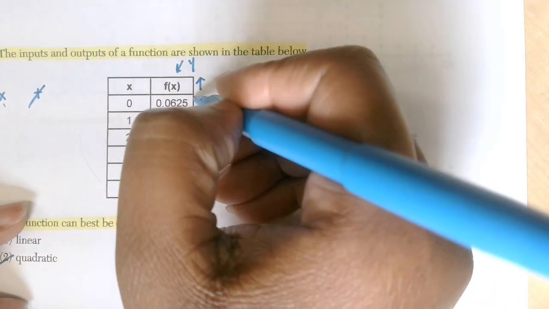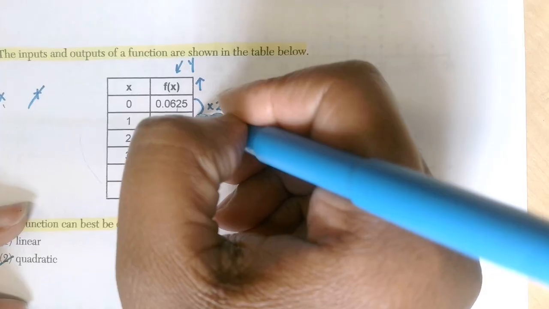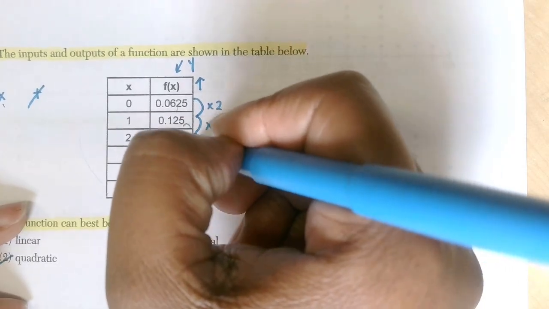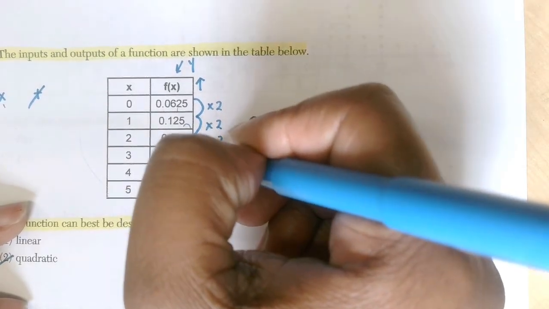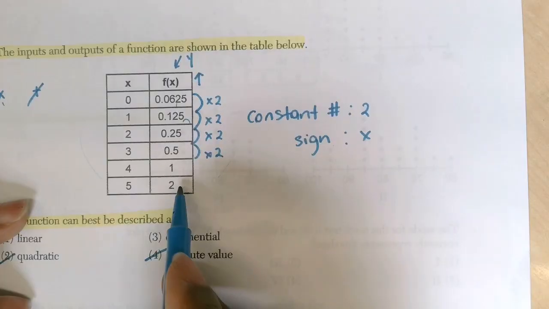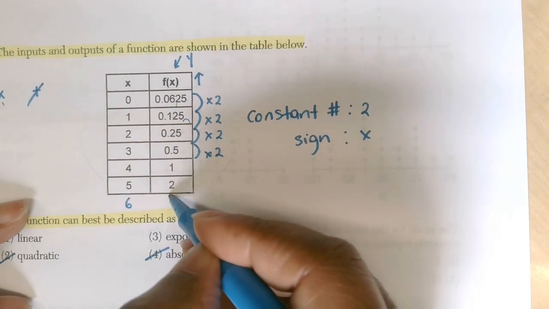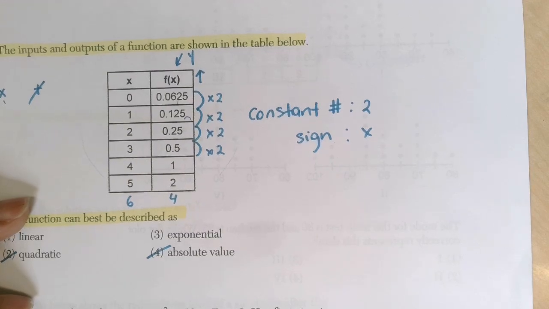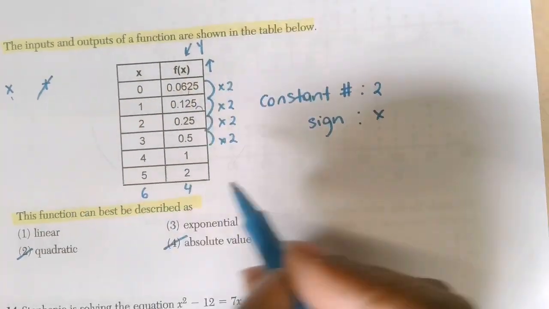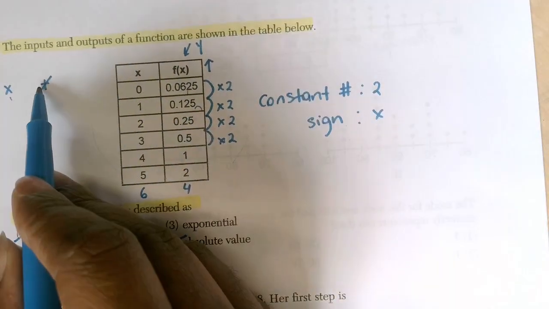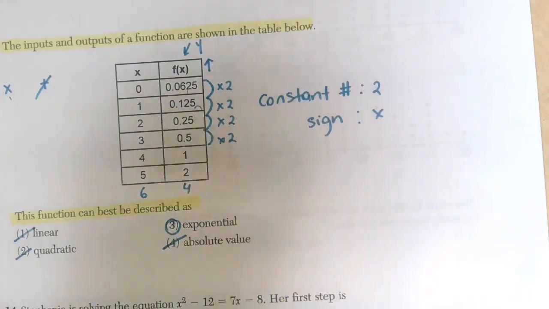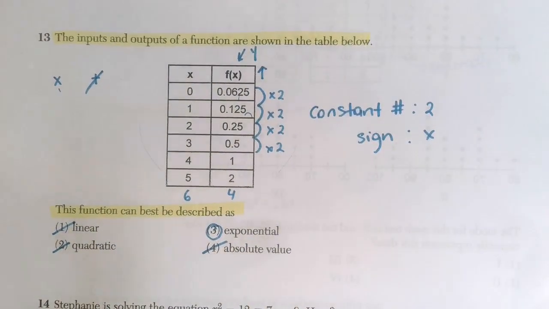So if I multiply this by 2, I get the next value of y. Get the next value of y, get the next value of y. So if I know that my constant number is 2, I know my next value would be 4. Good. So I know it's not linear because it's not addition. I know it's multiplication, so it's exponential. So this is an exponential function.